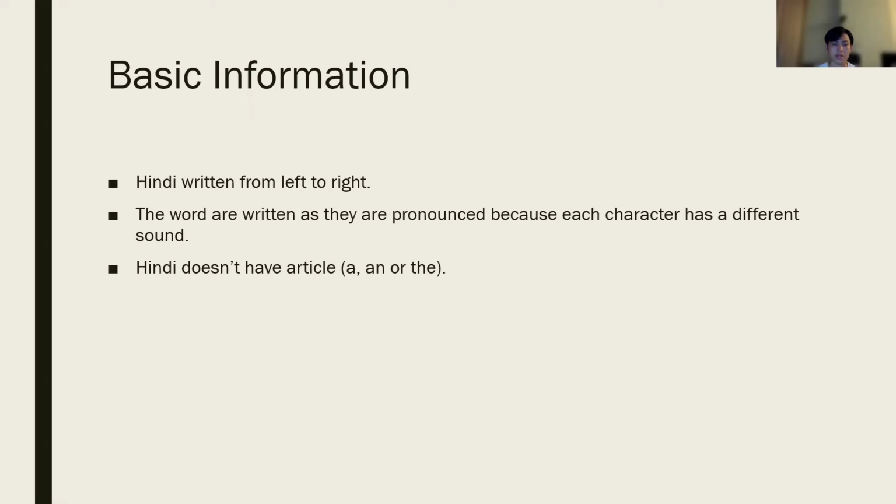Basic information. Hindi is written from left to right like English and Thai. The words are written as they are pronounced because each character has a different sound. The Hindi language has a lot of letters and numbers. Hindi doesn't have articles like a and the. The usage of articles is consistent across all of them. For example, when they talk about Prithvi, it means the earth, but in Hindi, earth or the earth do not mean two different things.